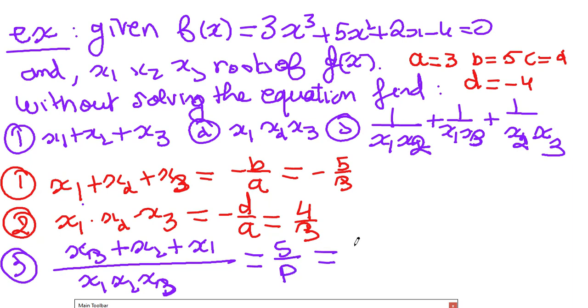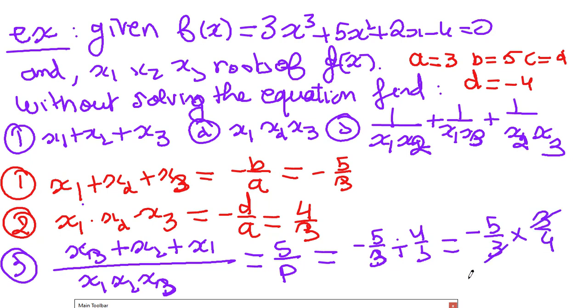It means it's the sum over the product, so minus 5 over 3 divided by 4 over 3. And we know that when dividing by a fraction, we multiply by the inverse. So it will be minus 5 over 3 times 3 over 4. I can simplify, and my answer is minus 5 over 4.